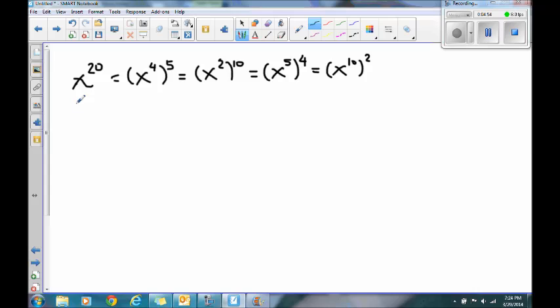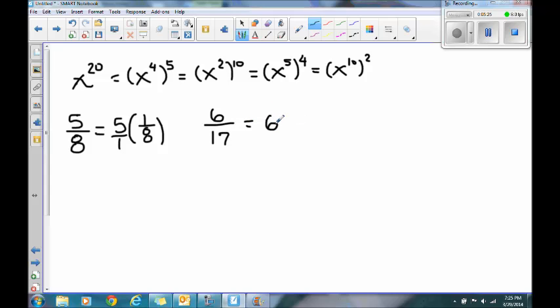The other idea that we're going to talk about is if I have the fraction 5/8, I can write 5/8 as the product of 5 and 1/8. 5 is just 5 over 1, so I could look at 5/8 as the product of 5 and 1/8. I could talk about 6/17ths as being the product of 6 and 1/17.